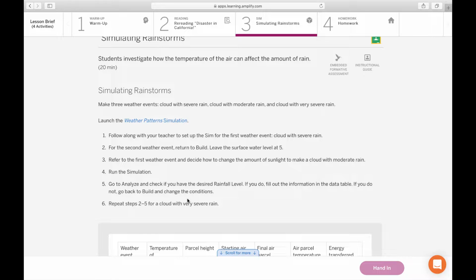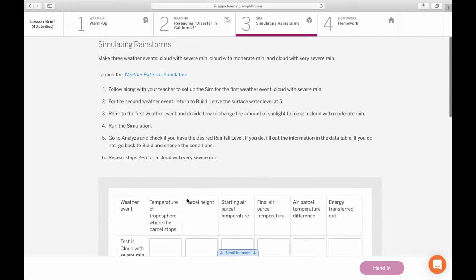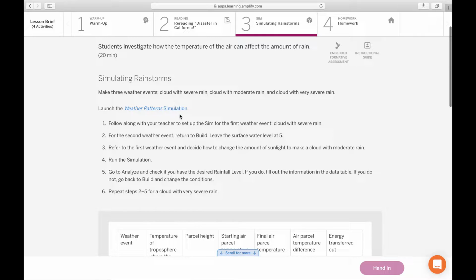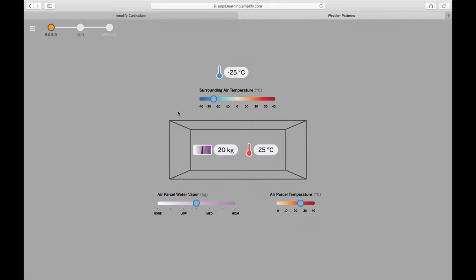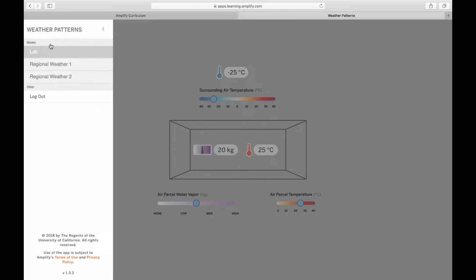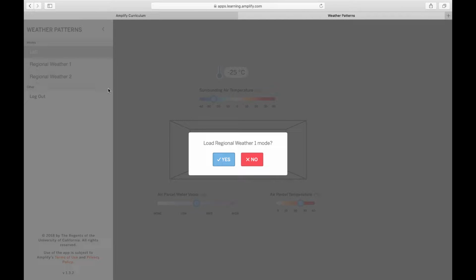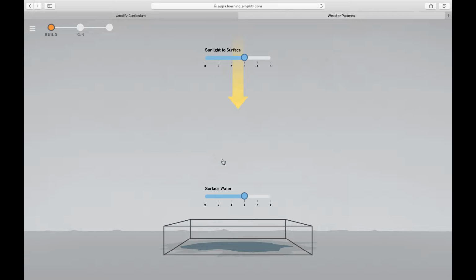And so you're going to jump into tab 3, and it's going to look just like this for you. So let's go ahead and launch our weather pattern sim as it comes up here. And for this sim, we are going to be using regional weather mode 1. So we're going to come over here to our menu. We're going to go to regional weather mode 1.